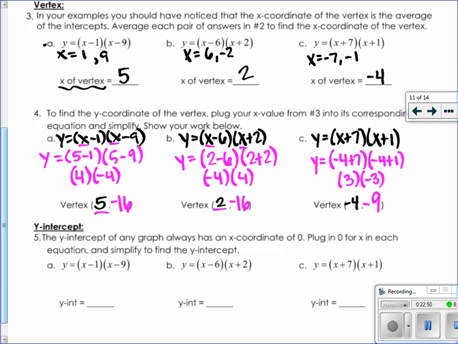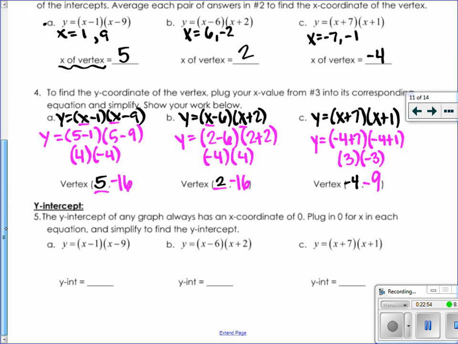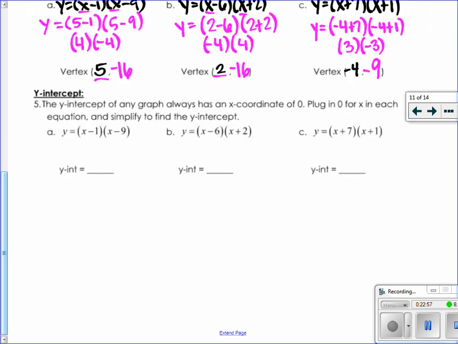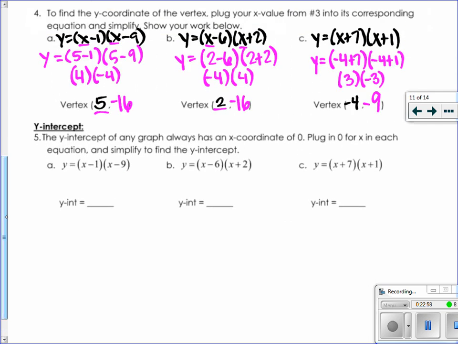Okay. Let's just talk about the last part. Let's do one of them. That way we have an idea of what's going on in this world. I am now still given factor form, but I want to find the y-intercept. We know the x-intercept, we know the vertex, we know lots of stuff about it, but I now want to find the y-intercept.